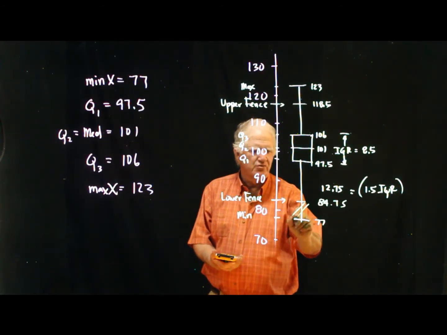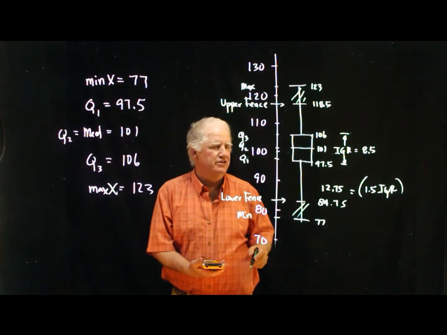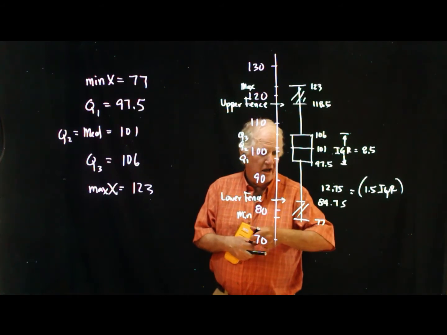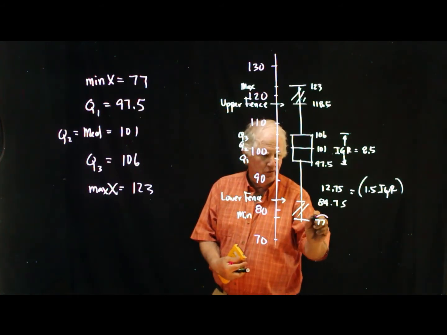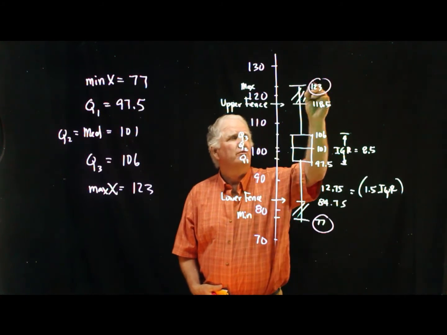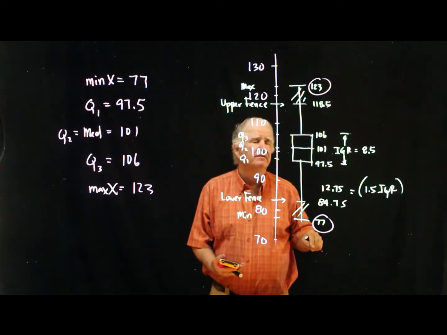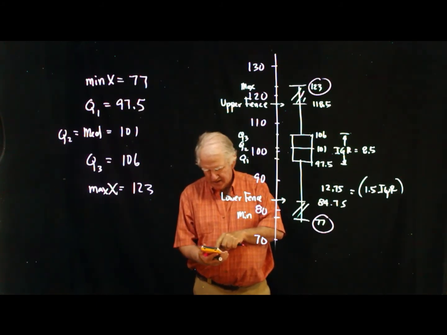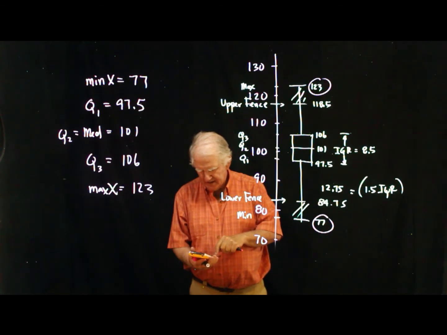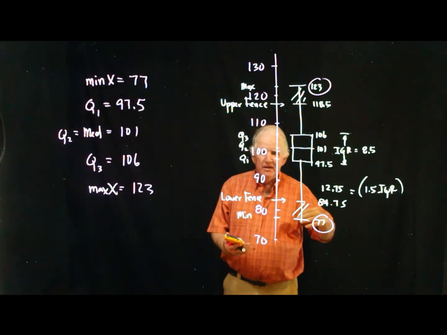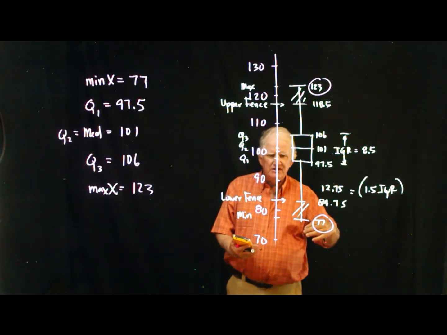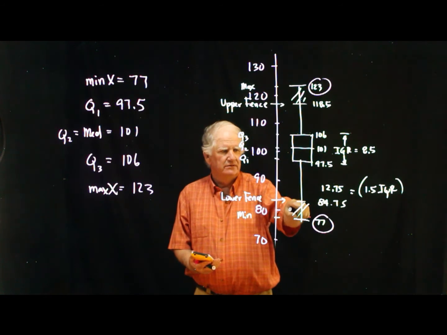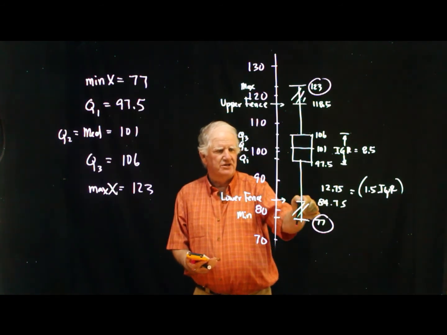Anything in this region is an outlier, and anything in this region is an outlier. So clearly 77 is an outlier because it lies beyond this lower fence, and likewise 123 is an outlier because it lies above this upper fence. But let's be careful here and go back into the data. I've got to go back to Stat, then Edit. I have things sorted now. The data goes 77, and the next highest number is 84. Where is 84? Oh, 84 is an outlier as well.